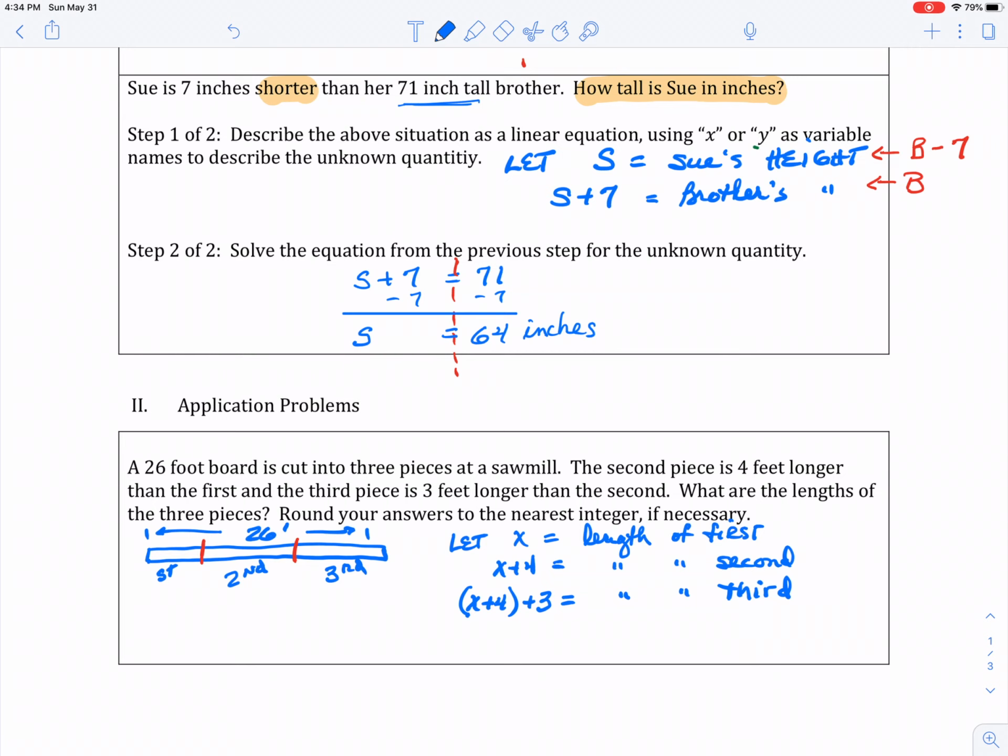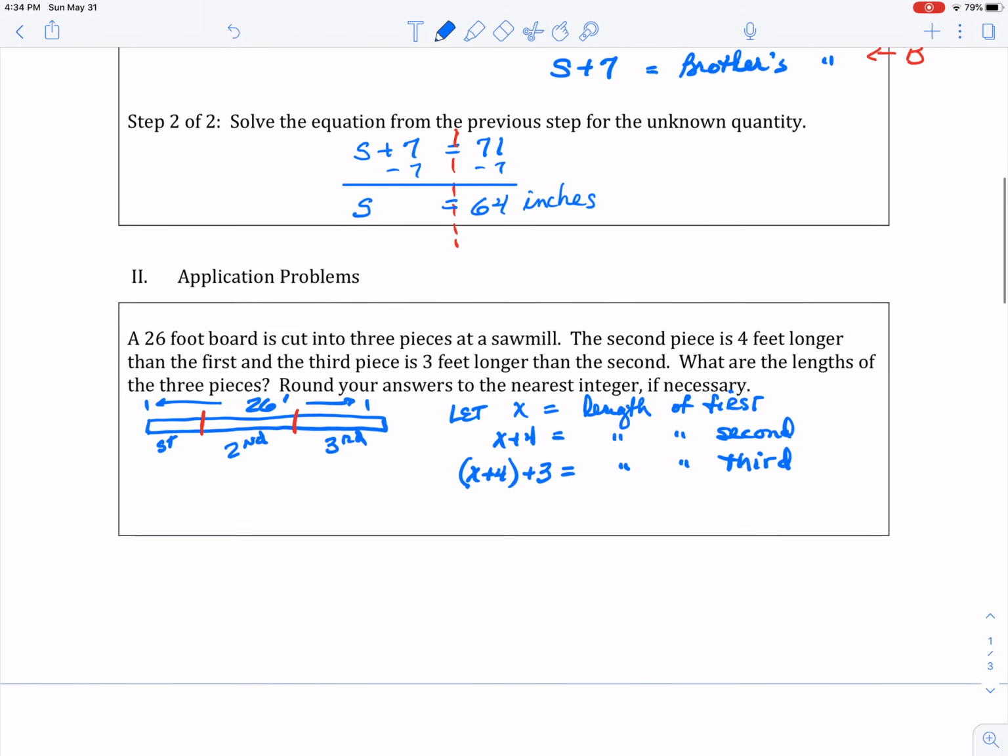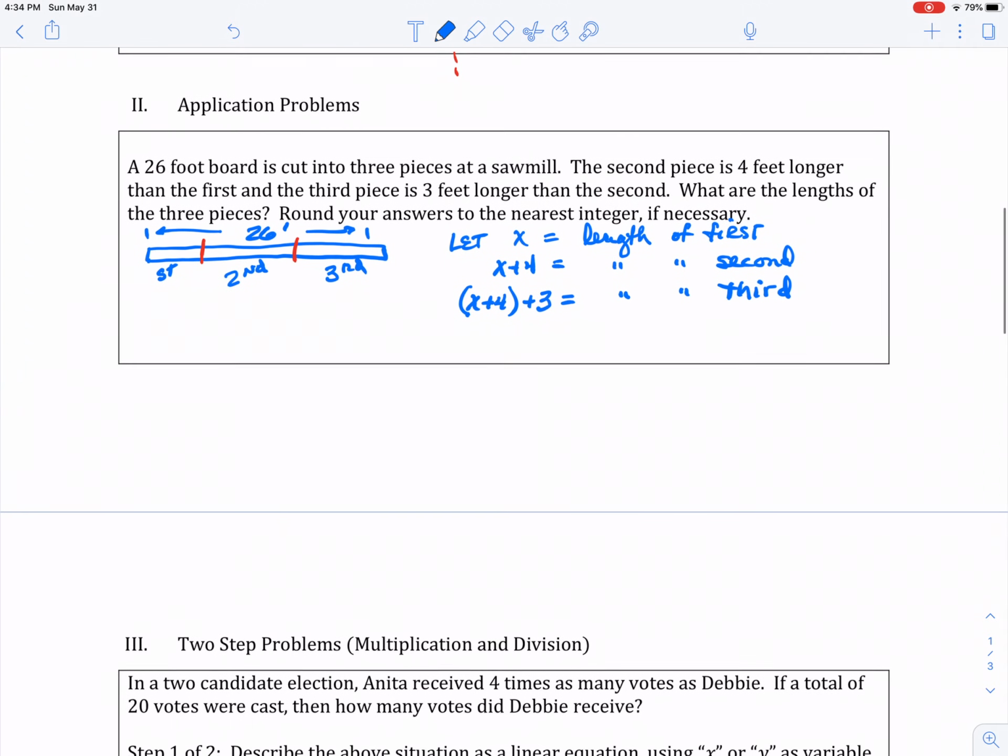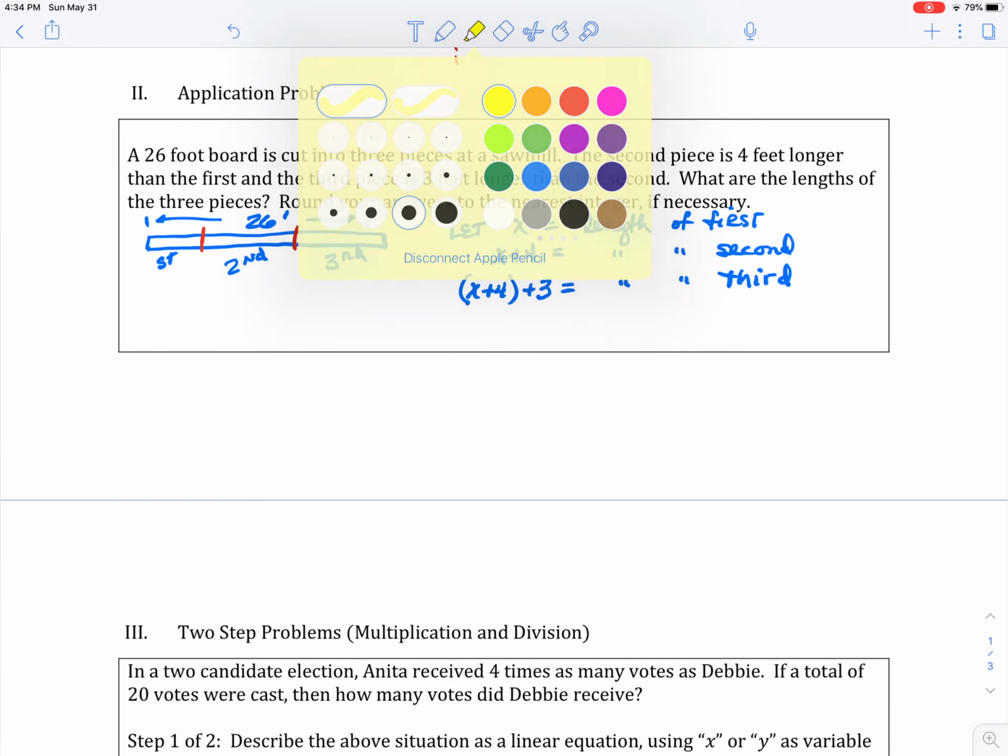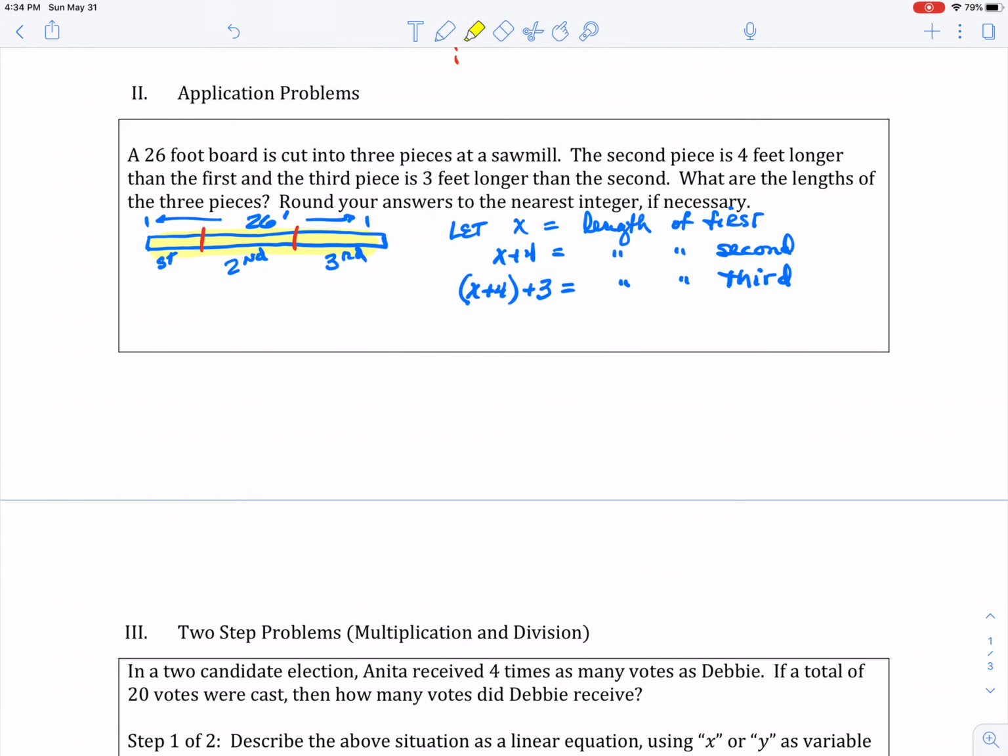All right, so the last one here I wanted to work with you is working with a 26-foot board that is being sawed or chopped up into pieces, 3 pieces. So I tried to do a little diagram here for you. This is representing the board right here. And you see I've labeled it 26 feet from end to end. And then I'm indicating that it's being sliced up into 3 pieces. So there's the first piece, the second piece, and the third piece.